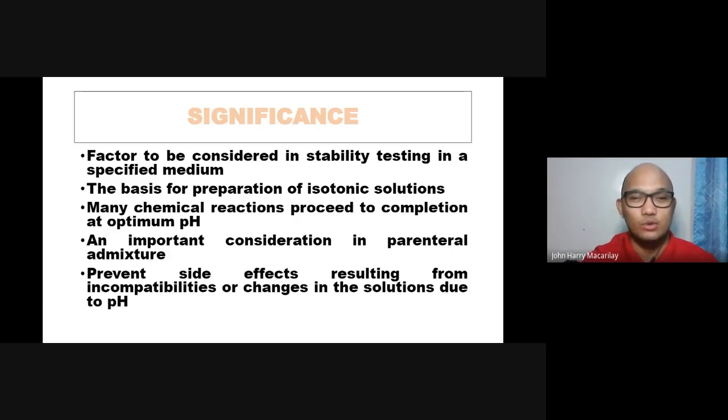Let's start with the first part, which is the different theories for acids and bases. We'll be discussing four different theories related to acids and bases. For us to better understand what acids and bases are, let's have a short review of our different theories.